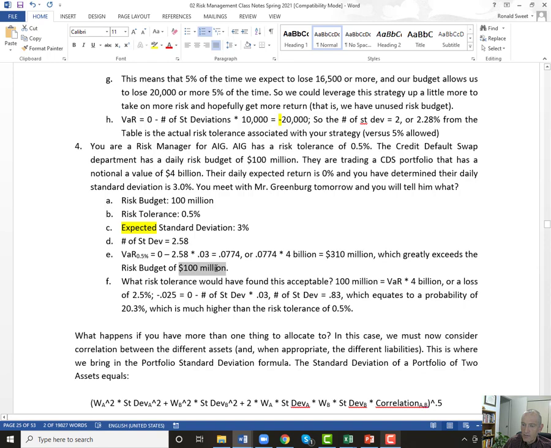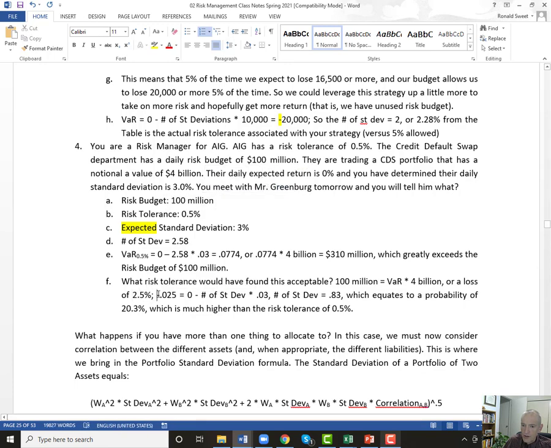Our budget's only 100 million. We're going to tell Greenberg, hey, we can't do this portfolio. It's far out of our risk tolerance. What risk tolerance would be acceptable? Then here you put your budget in there, $100 million equals our value at risk times $4 billion. So you take $100 million divided by the 4 billion. You're talking about a 2.5% budget. That's the most you can lose, 2.5% or $100 million.